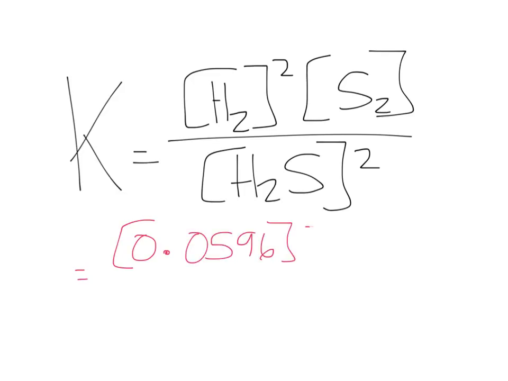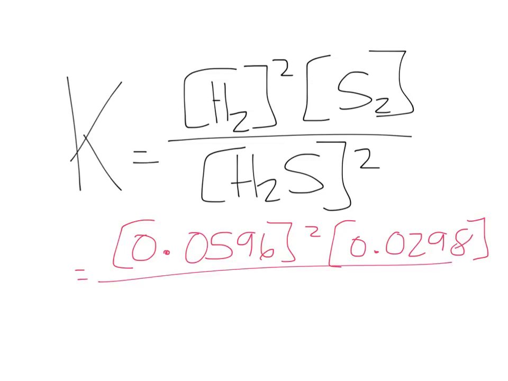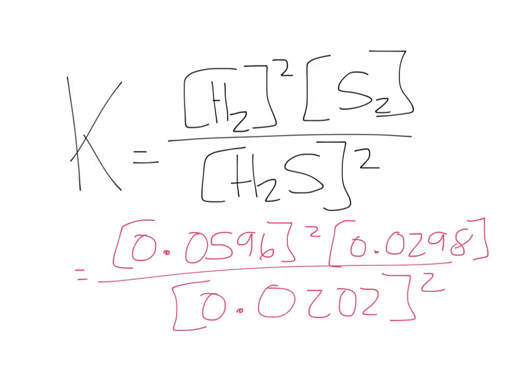0.0596 squared. What was S2? 0.0298. And then what was H2S? Point what? And that's squared. So do you see what you'd have to do?